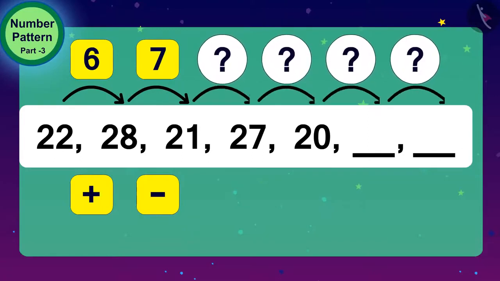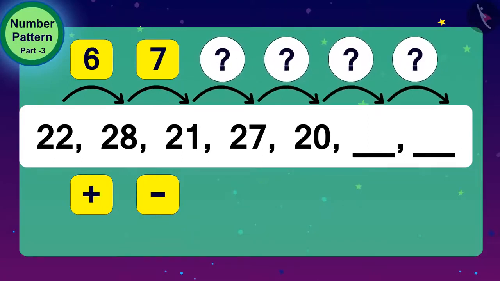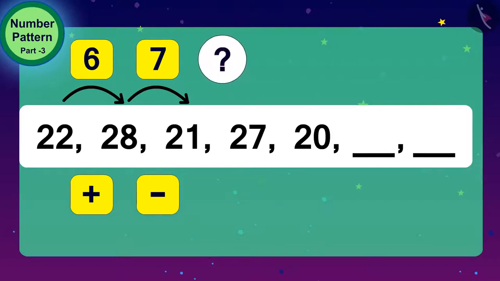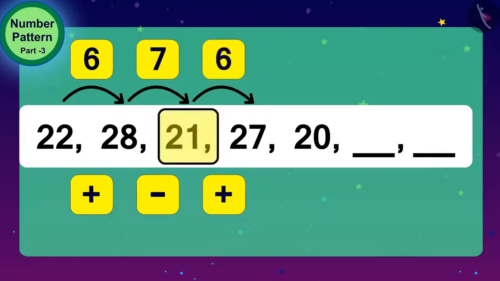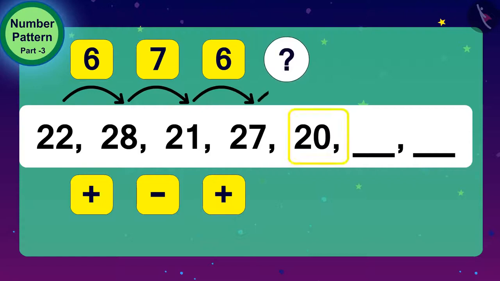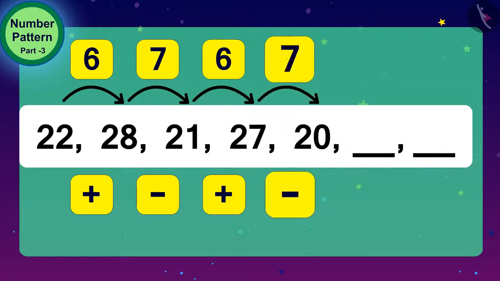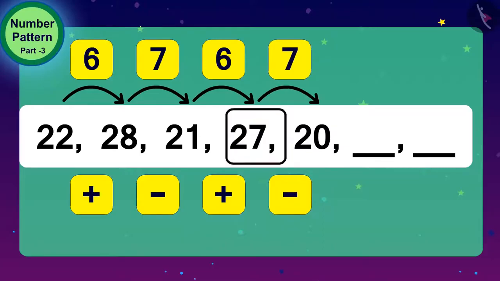Have you got any rules so far? No? No problem. Let us look at the next number. What will we do to get 27 from 21? We will add 6 to 21. And how do we get 20 from 27? 7 is subtracted from 27. Children, do you now understand the unique rule of this number pattern?